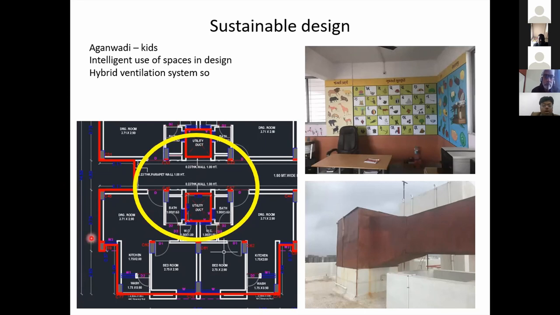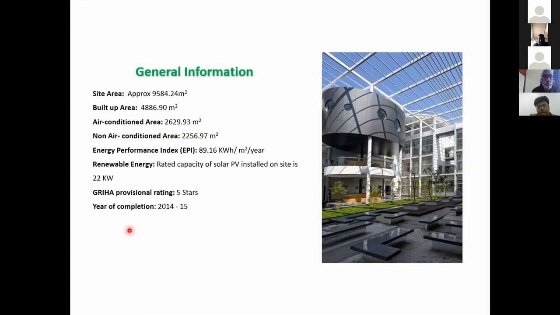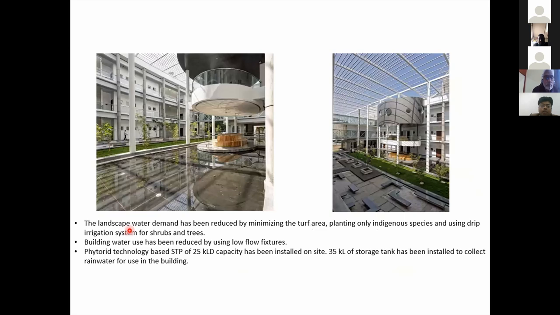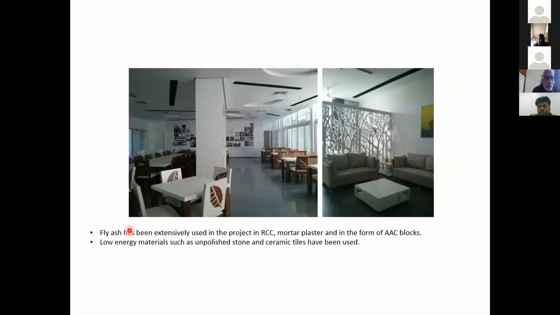So small things, small design changes are very important in cost-effective, sustainable practices, both for comfort and for sustainability. Lots of cross-ventilation, courtyard designing, a very good project. It has very good thermal comfort as well as visual comfort.